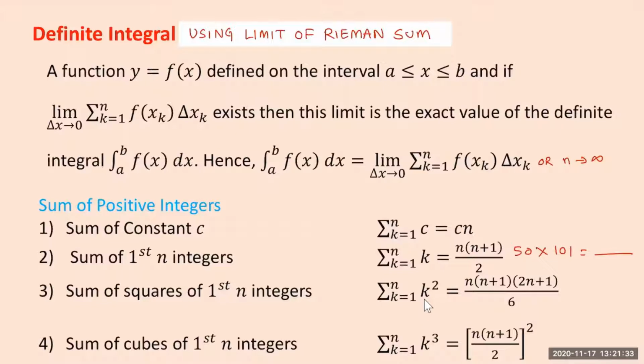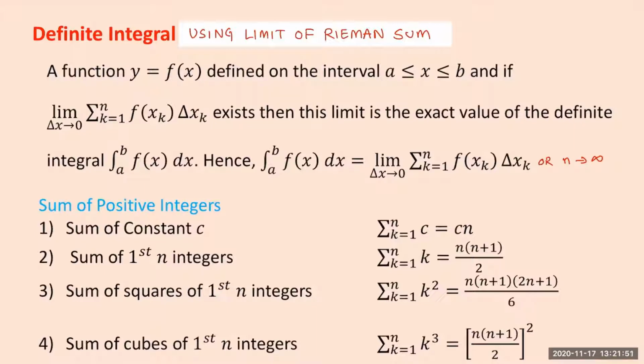Similarly, if you want to add the squares of the numbers, like 1 squared plus 2 squared plus 3 squared plus 4 squared plus 5 squared plus 6 squared plus 7 squared, and so on, then we use this formula: n times n plus 1 times 2n plus 1 over 6.